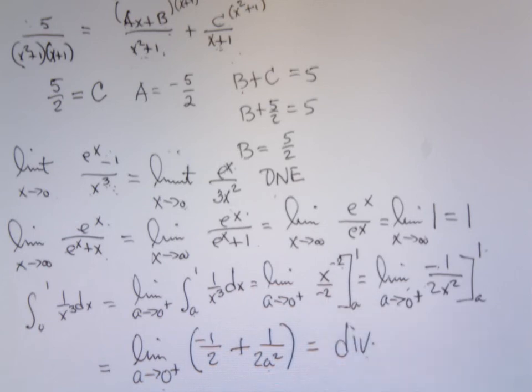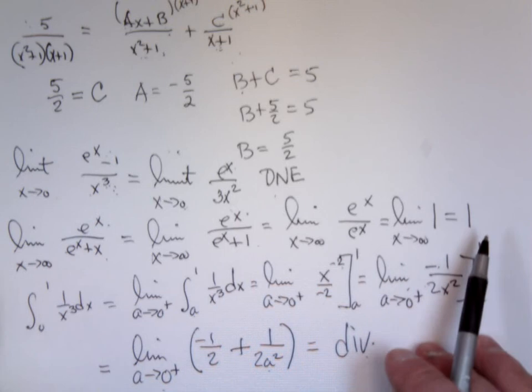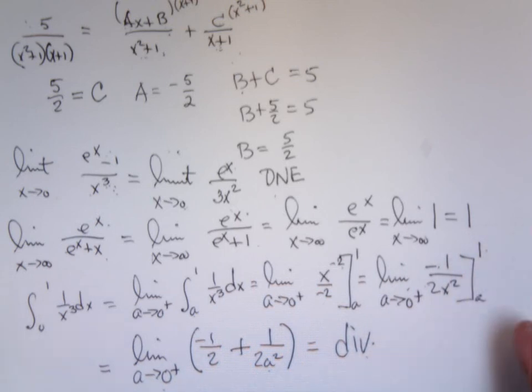What is that equal to? 1 over 2a squared when a goes to 0. When a goes to 0, 1 over 2a squared will go to infinity. As the denominator goes to 0, that fraction, its reciprocal, goes to infinity.